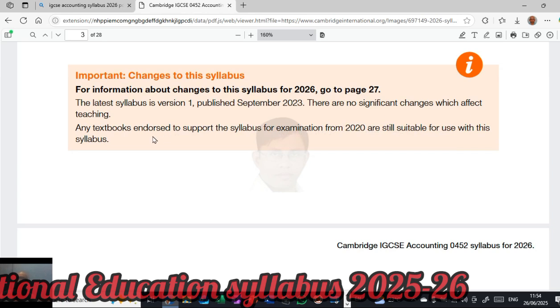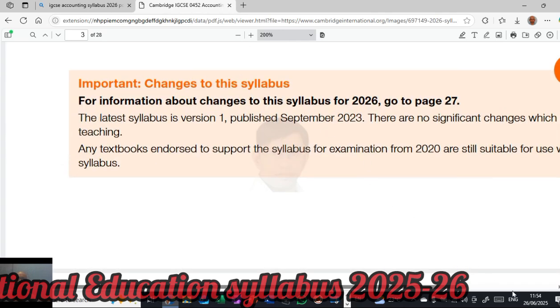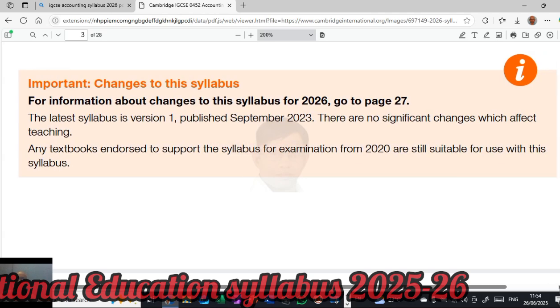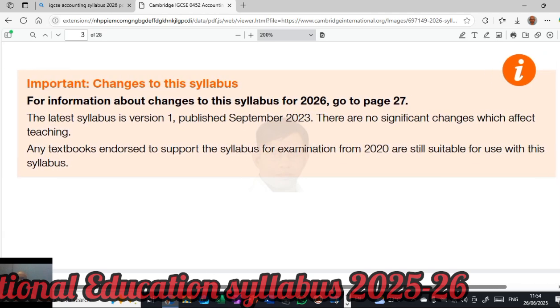See, new books come up, so teachers start teaching from there, and students also start learning from there. So this particular part is very important. This is not from anywhere; this is from the university, Cambridge International.